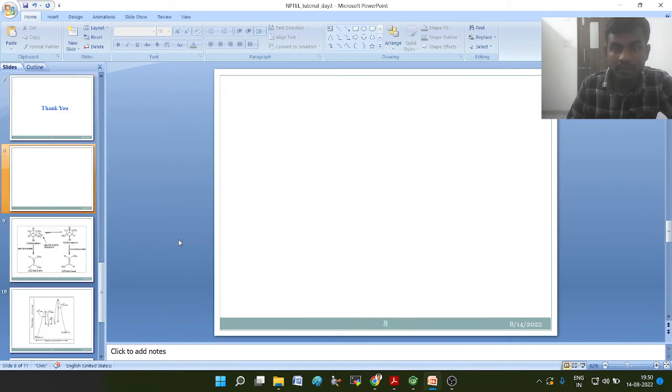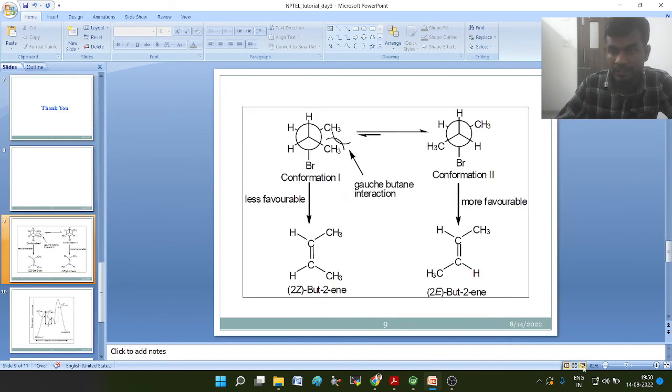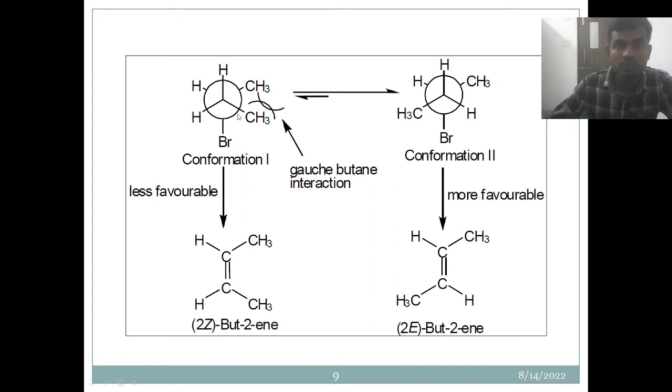Now the 2-bromobutane, yes. So there you go. 2-bromobutane can have multiple conformations, right? All conformations are in equilibrium. They can have so many conformations, and all single bonds can rotate. If you see conformation 1, which I have drawn, here the 2 methyl groups have a gauche butane interaction. So this will have higher energy compared to conformation 2, where the 2 methyl groups are in an anti orientation.